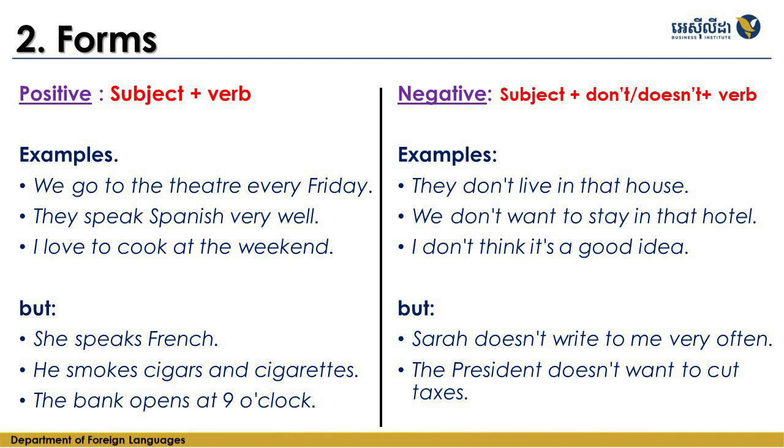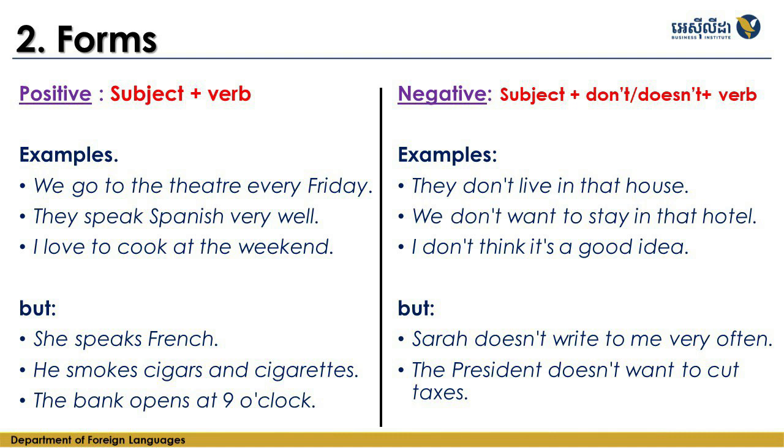He smokes cigars and cigarettes. The bank opens at 9 o'clock. So you will see clearly that in this situation, we use the present simple with an added s. Speaks, smokes, opens, because we are talking about the third person singular.